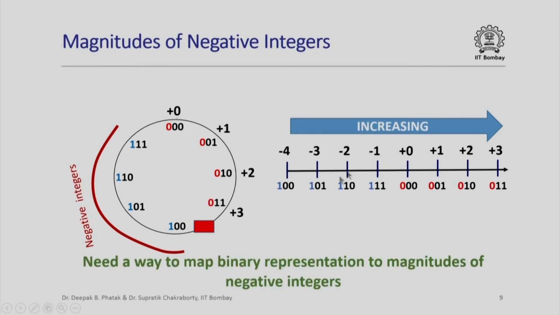So a question to ask is that can we have a mapping of the binary representation to the magnitudes of the negative integers. So I would like to go from this 1 to 1, I would like to go from this 10 to 2, from this 01 to 3 and from 00 to 4. So how do we come up with this mapping?